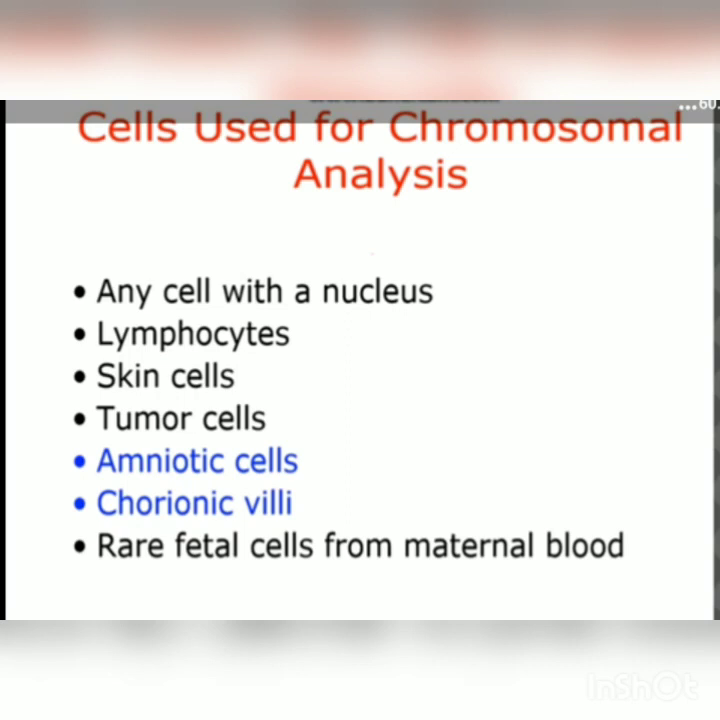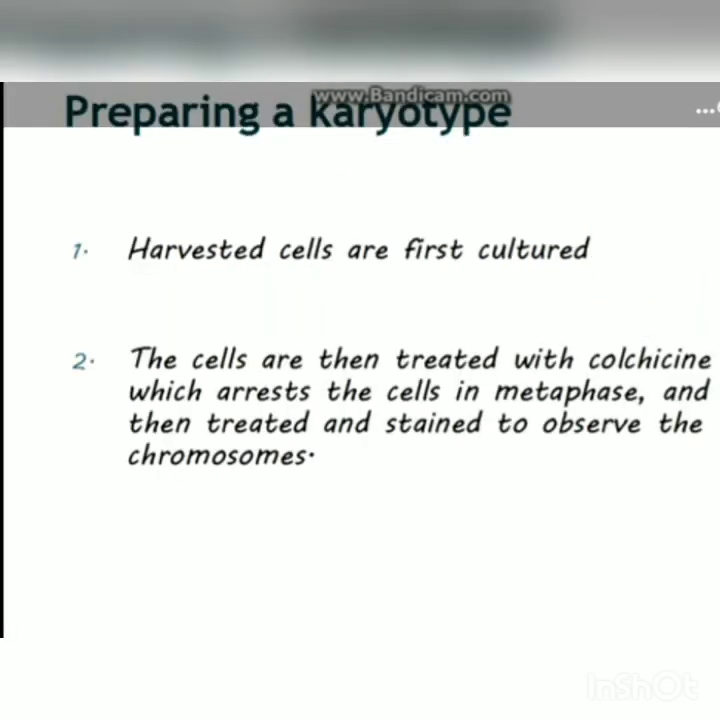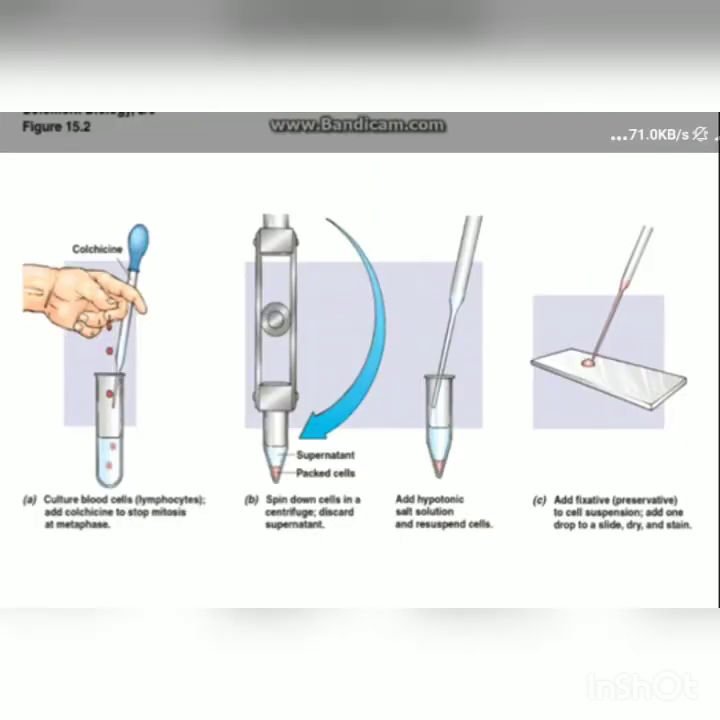What kind of cells do you take? Amniotic cells, chorionic villi, tumor cells, skin cells, lymphocytes, and fetal cells from the maternal blood, to check the karyotype before birth, whether the fetus is normal or not. So what kind of tissues are appropriate? They should be stimulated to undergo cell division, because we are doing it in the lab. It is only during mitosis that we can see distinct chromosomes with a light microscope, so that we can see if there is any defect in the fetus before birth. So it can be aborted in time, or treated if possible, if any treatment can be done.